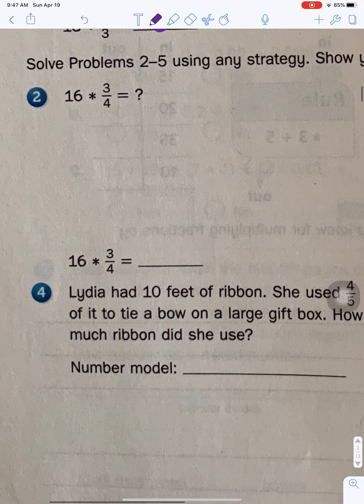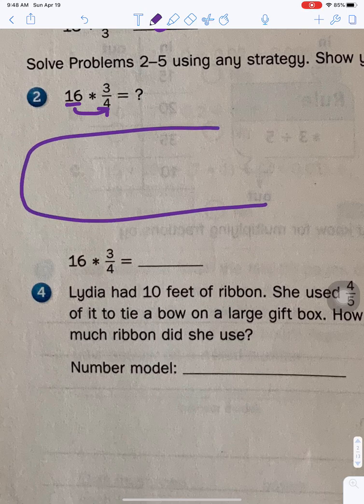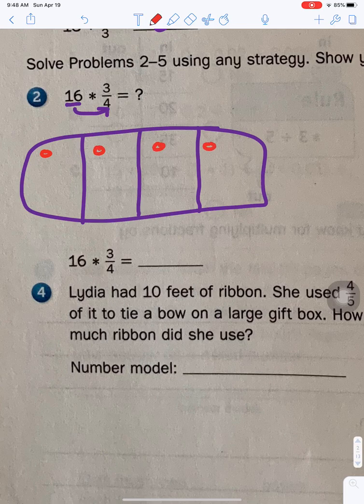Number 2, 16 times 3/4. So for this problem, I like to look at the denominator and see if that is divisible. And I know that 16 divided by 4 is 4. So I can draw a picture of that, divide this into fourths, and then I can use my little circles again to show this. 1, 2, 3, 4, 5, 6, 7, 8, 9, 10, 11, 12, 13, 14, 15, 16.